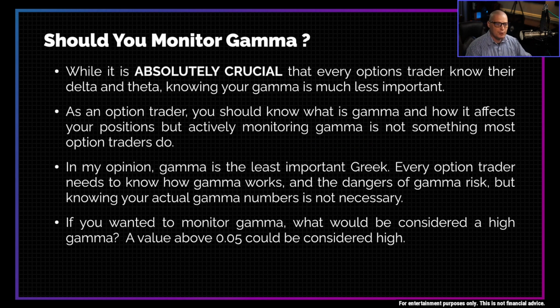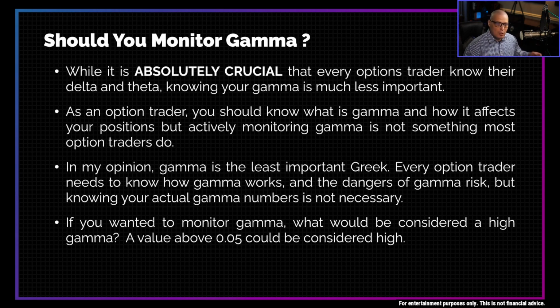Now, should you monitor your gamma? This might be a little controversial, but for me personally, while I think it's absolutely crucial that every options trader knows their delta and theta numbers, knowing your gamma is much less important. You really don't need to monitor gamma. As an options trader, all you need to know is that gamma exists, right? There's a formula for it, and there's such a thing as gamma risk. And all you need to know is don't hold options late into an option cycle. Don't hold at the money options, especially late into an option cycle.